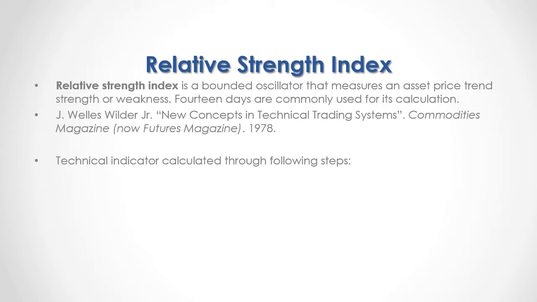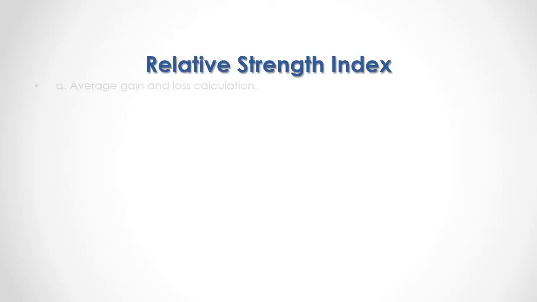Technical indicator is calculated through following steps. A. Average gain and loss calculation. Current period 14 days average gain of positive close price differences is equal to 13 multiplied by previous period's average gain plus current period's positive close price difference, and that result divided by 14.